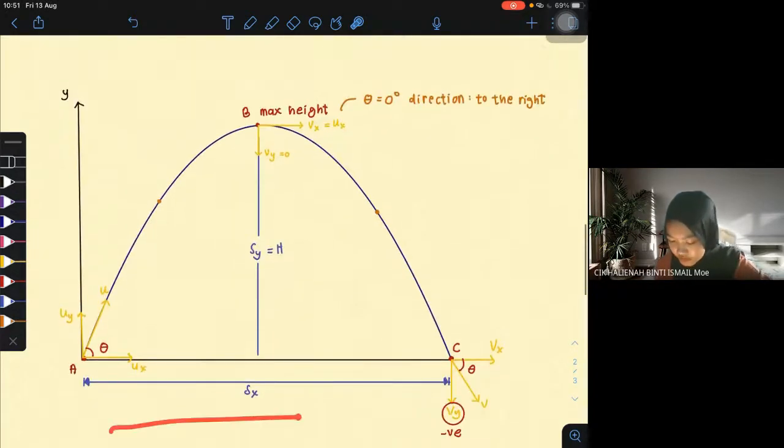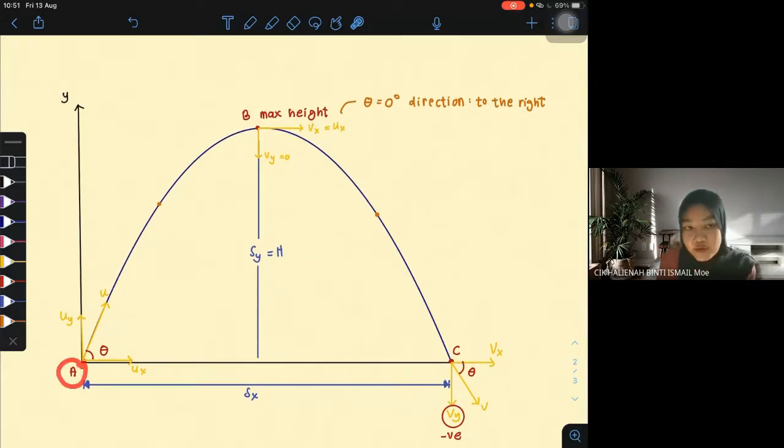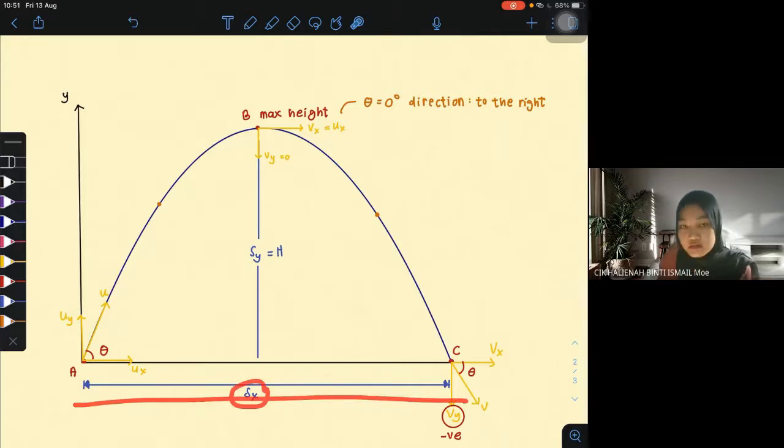Okay, so this one is for the projectile at a certain angle. So initial point kita adalah dekat sini, dekat point A. Sebagai contoh, tendang bola. So objek kita dekat sini adalah bola. Apabila kita tendang bola, dia akan naik ke atas and then turun semula. Dia akan turun semula tu dekat point C, which is sama level dengan point A. So daripada point A ke point C, kita panggil dia sebagai horizontal displacement, which is SX.